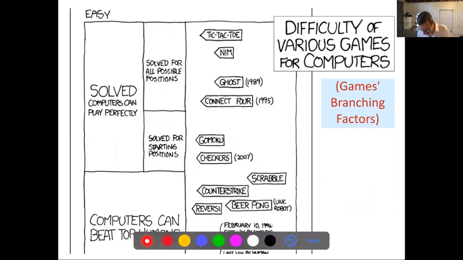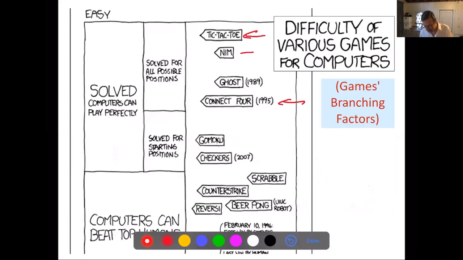So Connect Four is here. He says it was solved in 1995, which is different than that earlier slide. I don't know actually what the truth is. Tic-tac-toe was solved long before that. A child can solve tic-tac-toe. A lot of kids know how to play tic-tac-toe perfectly. You don't need computers to solve it.